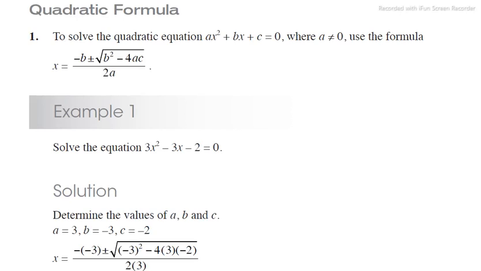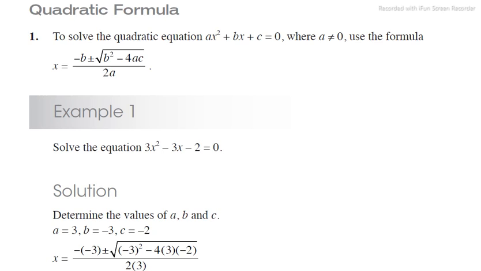We shall be looking at solving quadratic equations. We have four methods of solving quadratic equations, and we shall start with the quadratic formula. The quadratic formula is derived from the general equation of quadratic expressions, that is ax squared plus bx plus c equals 0. We derive this quadratic formula using what we call the completing the square method.